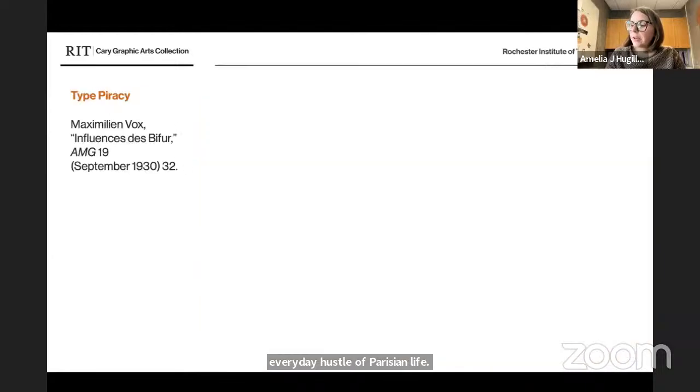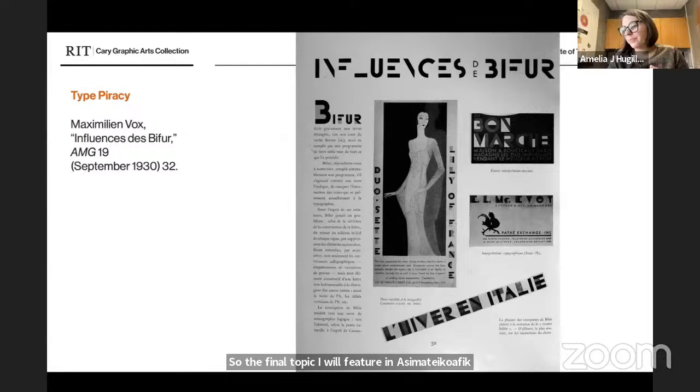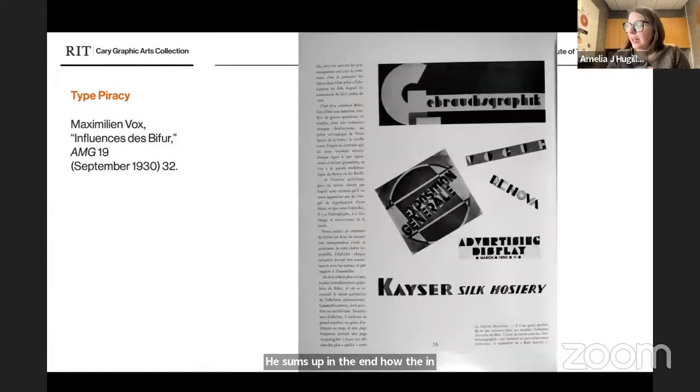So the final topic I will feature in Arts et Métiers Graphiques is type piracy. Charles Peignot was outraged by it, and he took the platform of his magazine to call out unauthorized copies of his typefaces. This is an article by the famous typographic commentator Maximilian Vox on the influences and unauthorized copies of Bifur, the typeface.